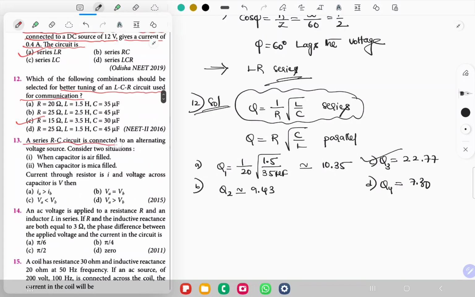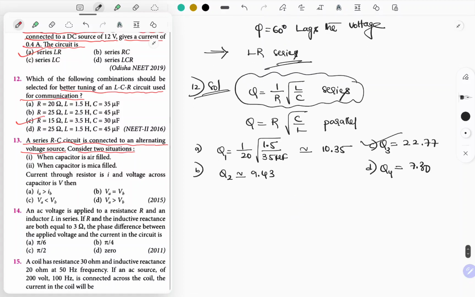A series RC circuit is connected to an alternating voltage. Consider two situations: when the capacitor is air filled and when the capacitor is mica filled. The current through the resistor is I and the voltage across the capacitor is V. Then what happens?